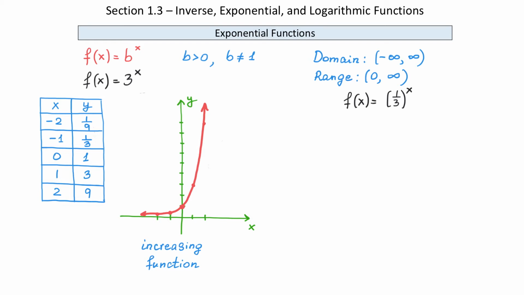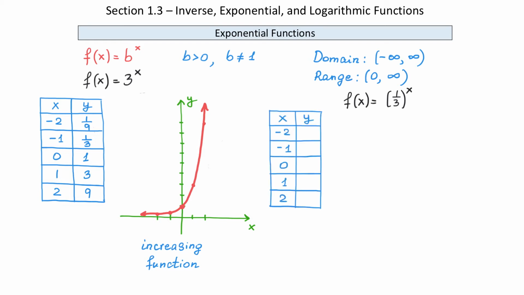Let's construct the graph. Here we have the table, and in place of x we will use again -2, -1, 0, 1, and 2. When x is -2, then 1 over 3 to the power of -2 will make 9. And that is because 1 over 3 to the power of -2 equals 3 over 1 to the power of +2, which makes 9. So you see that if we have a fraction raised to a negative exponent and we flip the fraction, the exponent becomes positive.